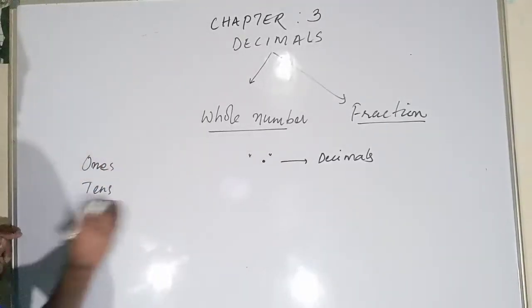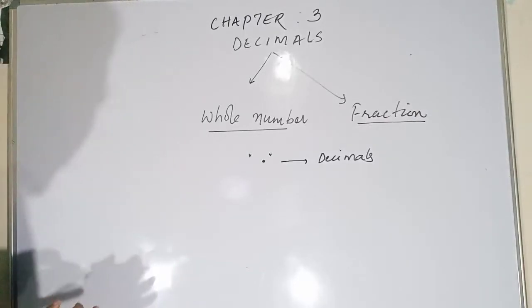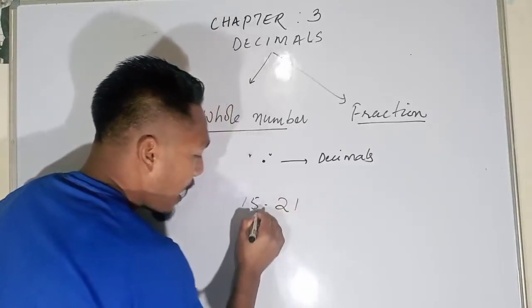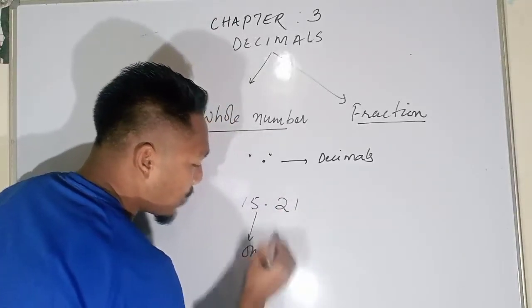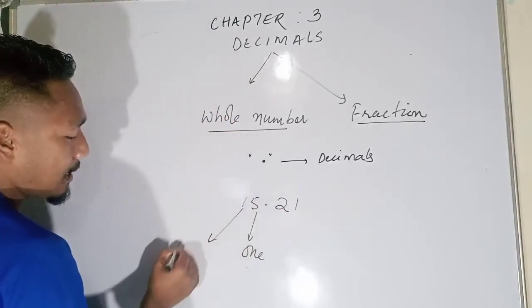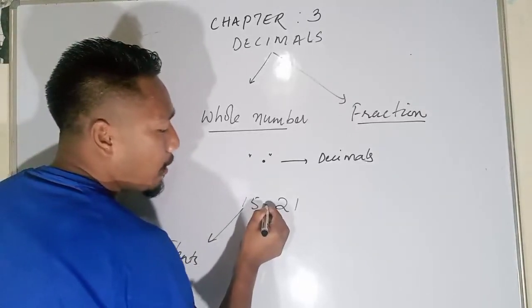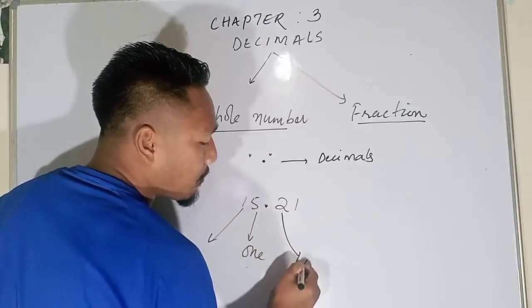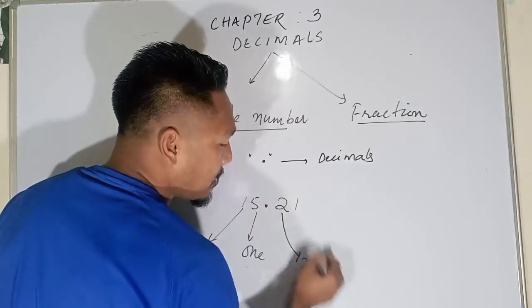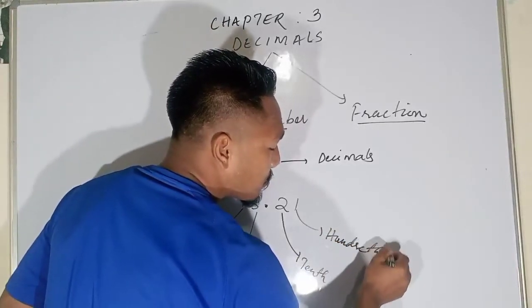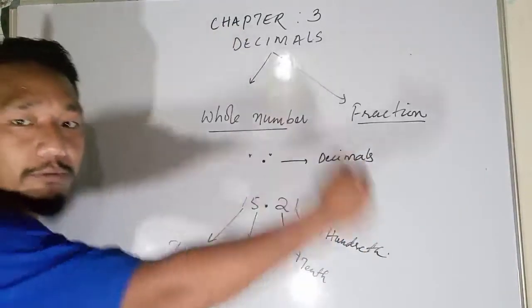Okay, now here you see, if I write 15.21, I have 15 in the ones place value and 1 in the tenths place. We already know this one. Now the point behind this: we start from tens, hundreds, thousands, in this way we used to go.